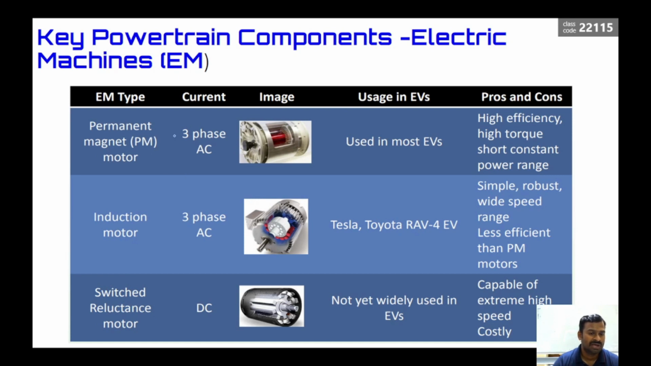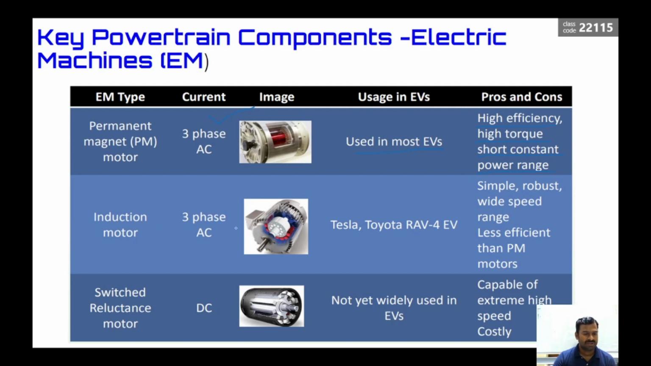We have different types of electrical machines which are used by different manufacturers for different reasons. The first one is the permanent magnet motor type. I asked you a question in the first slide about this permanent magnet type. The current we feed this motor is three-phase AC, and it is used in most types of EVs. The pros and cons of this type of motor: it has high efficiency and high torque, and the problem is a short constant power range.